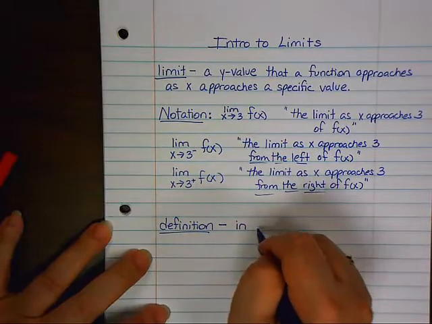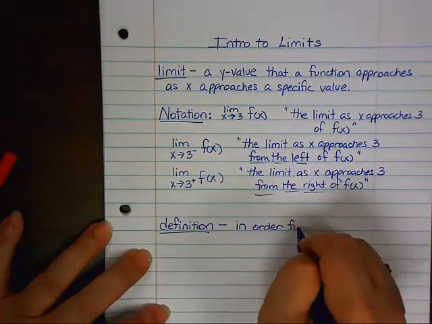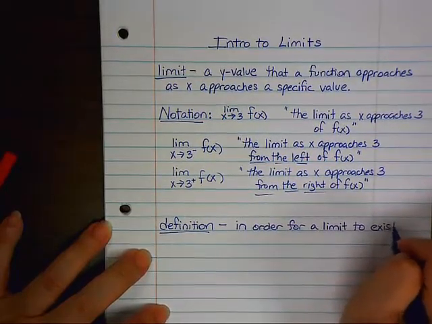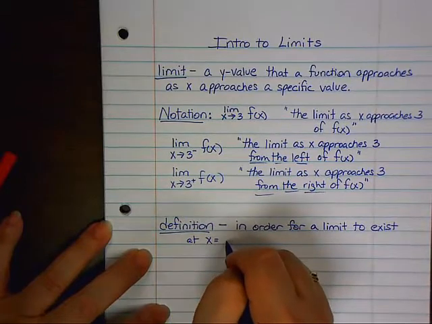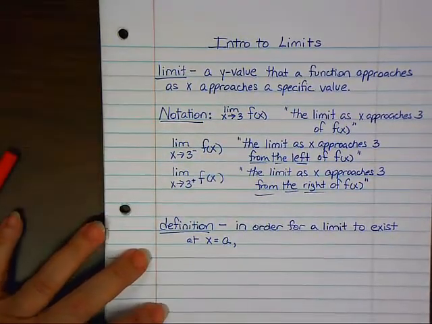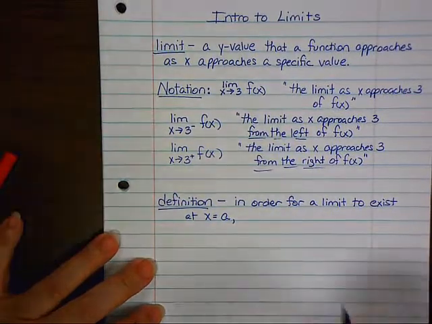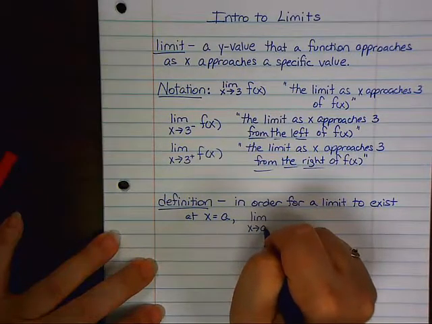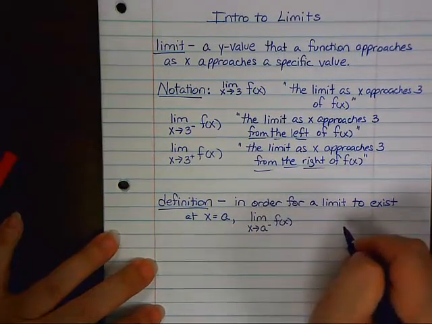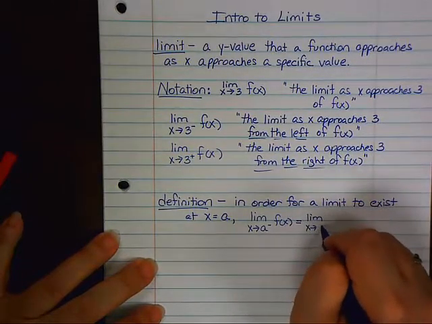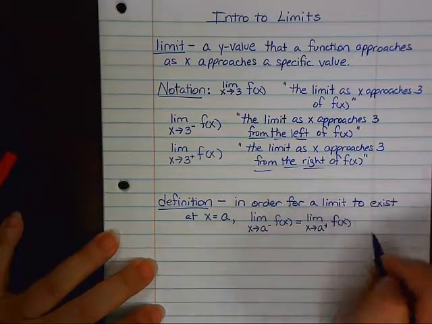And it says the following: in order for a limit to exist at x equals a. Why do they use an a? A represents any number you want to choose. In order for the limit to exist, the limit as x approaches a from the left of the function must equal the limit as x approaches a from the right of the function.